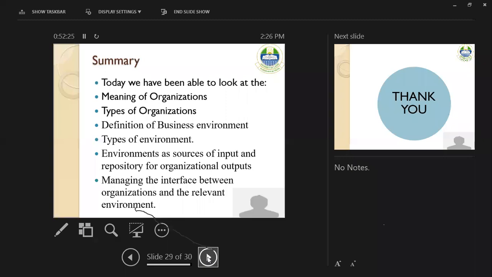So much for organizations and their environment. I will implore you to check our business environment course, BUS 221. We have lots of repositories in it that will enable you to appreciate this topic. There are topics really, but you can go through them and that will help you to understand it better. So we've been able to look at the meaning of organizations, types of organizations, definition of business environment, the types of environment, environments as sources of input and repository, and the interface between organizations and their relevant environment.